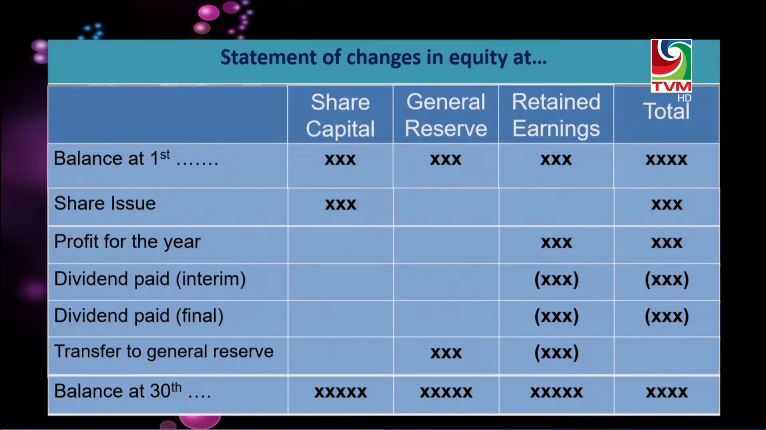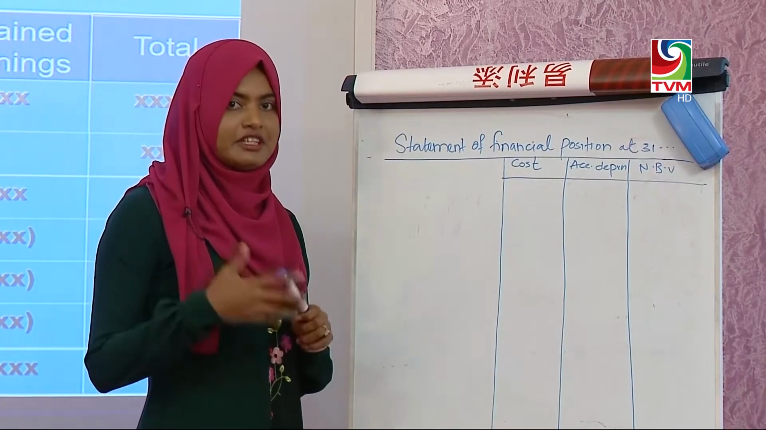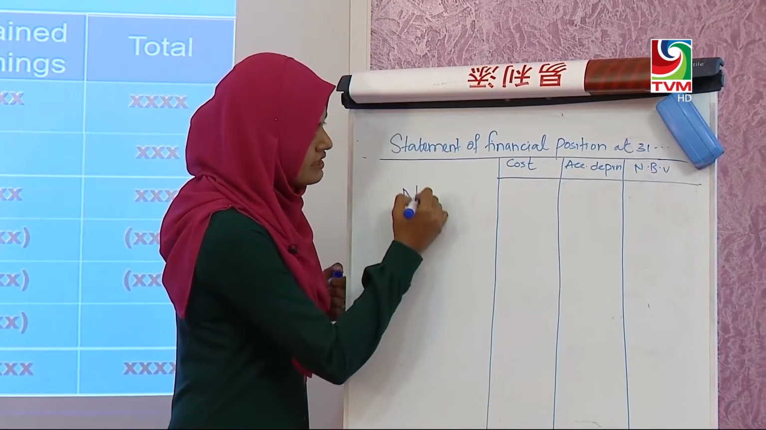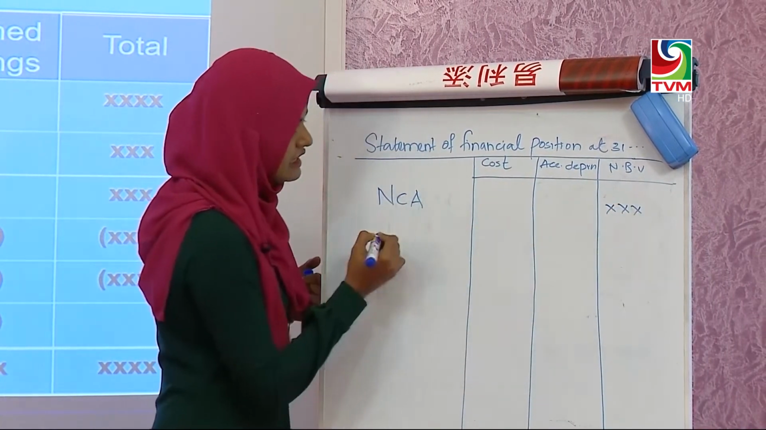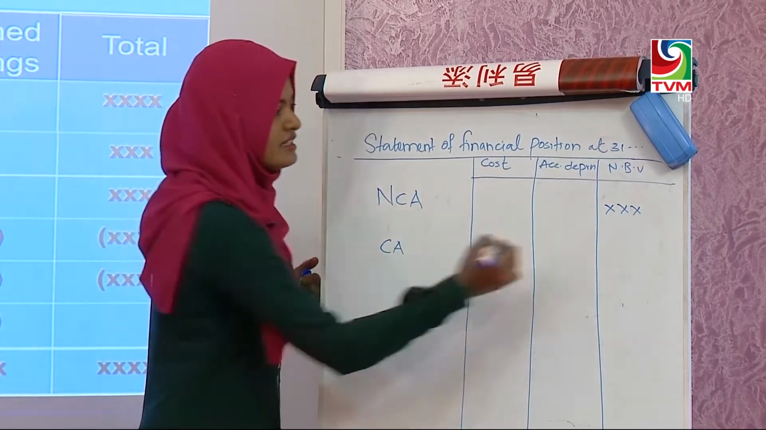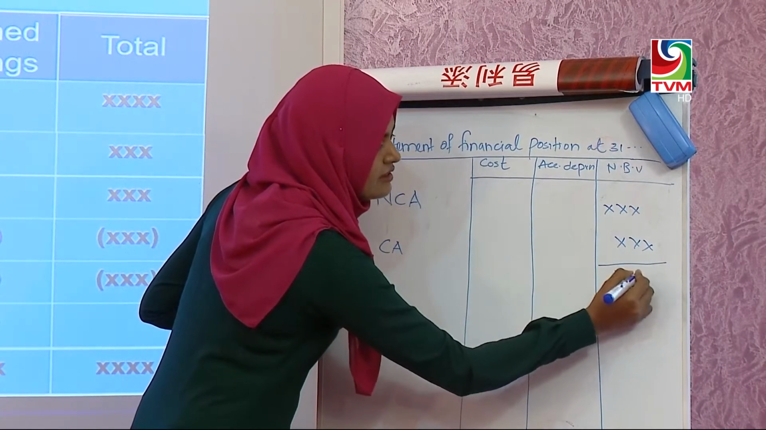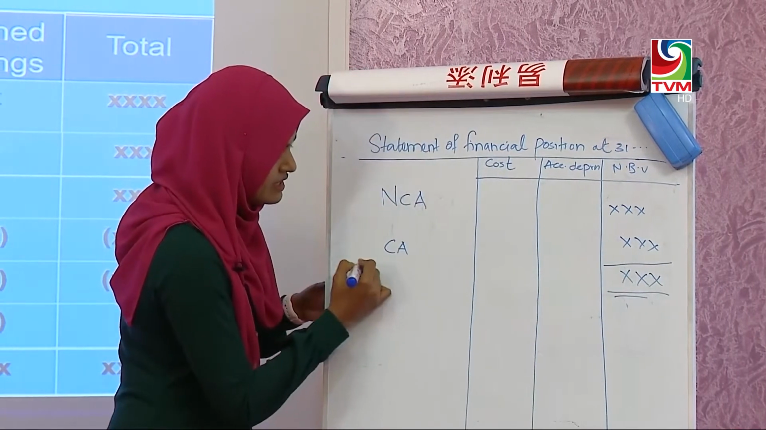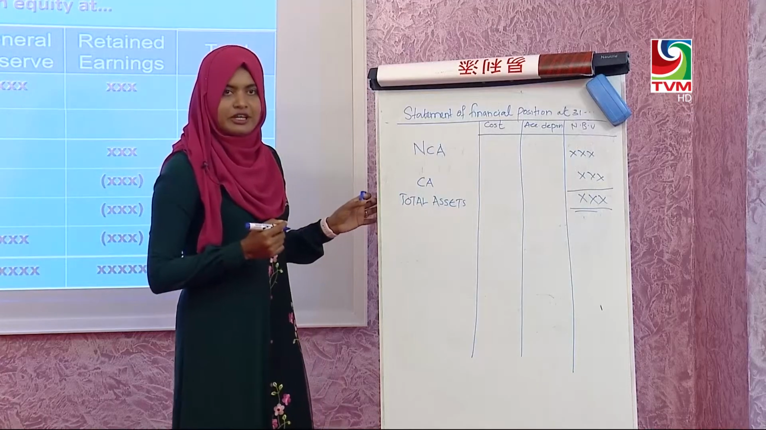Before I explain the statement of financial position of a limited company, I would like to recall the statement of financial position of a sole trader business. In it, first we record the non-current assets of the business. So, first write all the non-current assets, and then you calculate the total current assets of the business. You add both non-current assets and current assets, and that will be the total assets of the business. So, we mark it here as total assets. That's the first part of the statement of financial position.